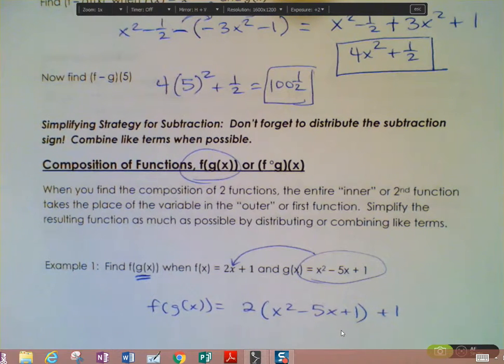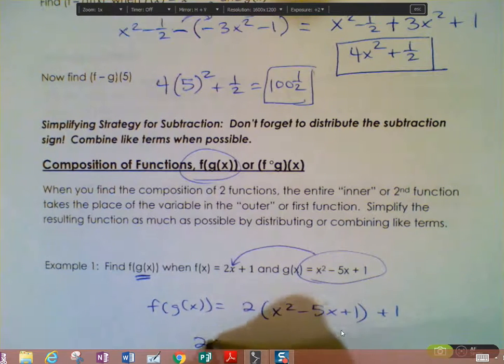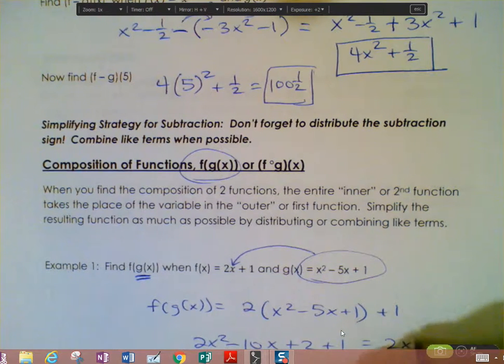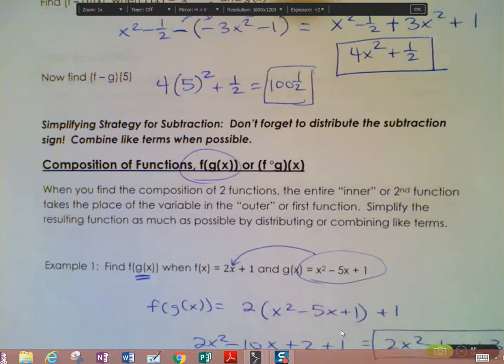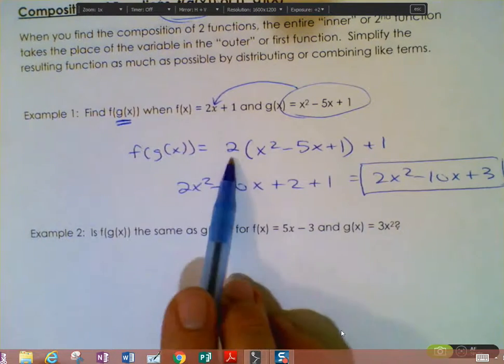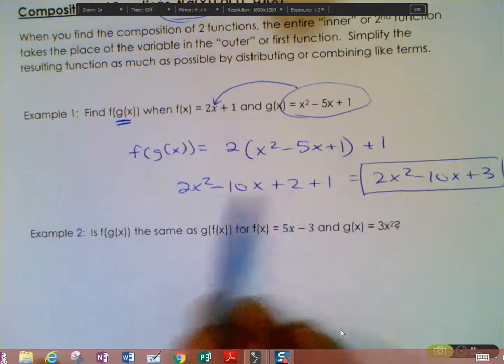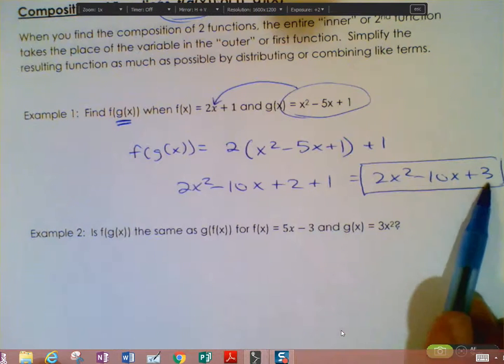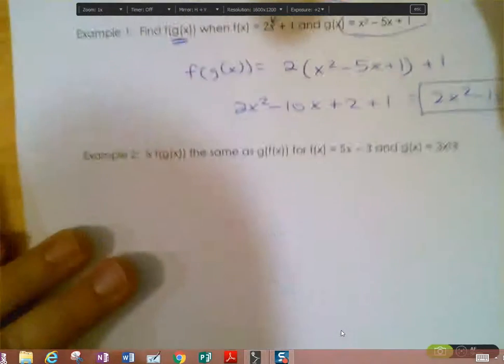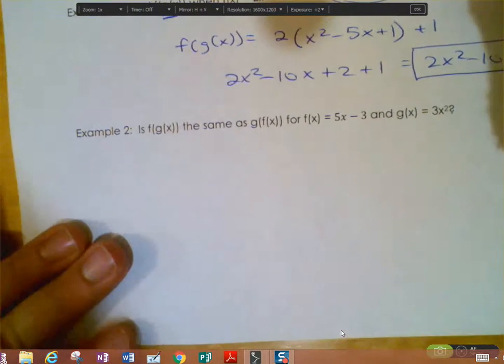So now we just simplify this by distributing: 2x squared minus 10x plus 2, plus 1 at the end. Combine my like terms: 2x squared minus 10x plus 3. And I am done. Oh, can't see that, can you? Sorry about that. Move this up. So just to go over it again, I distributed here and got this, combined my 2 plus 1, and finished it off.